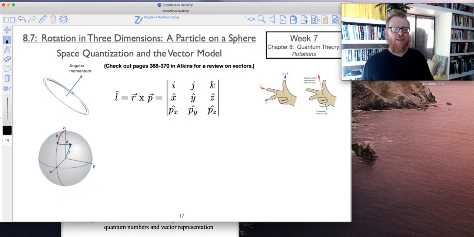And so let's see here. That's a good place to stop. And in the last video of this content, I hope it'll be the last video of this content, we'll continue on with this model and build up what we call space quantization and the vector model.